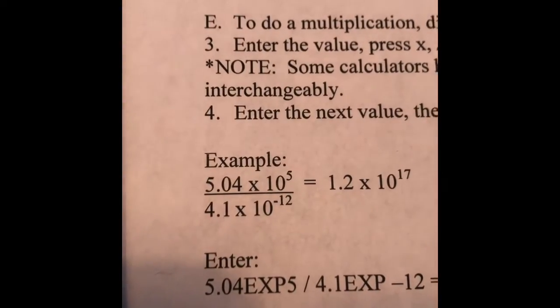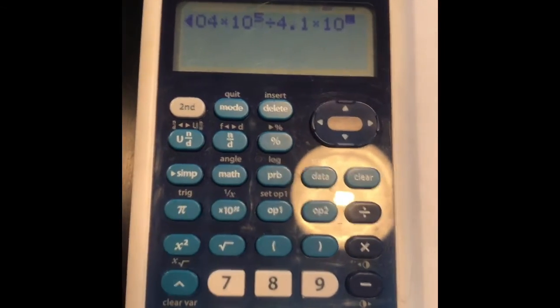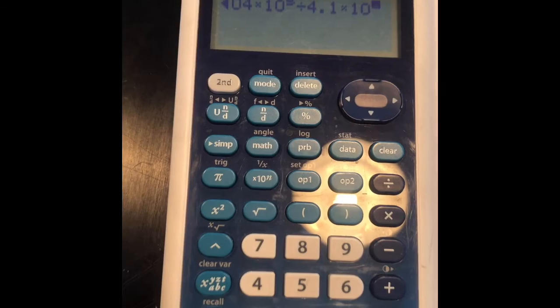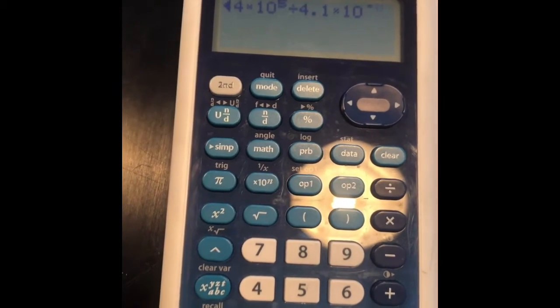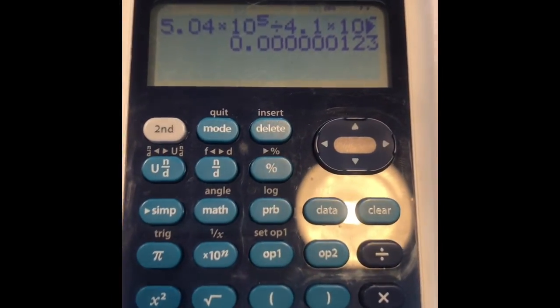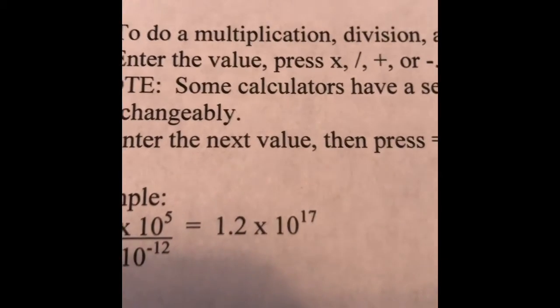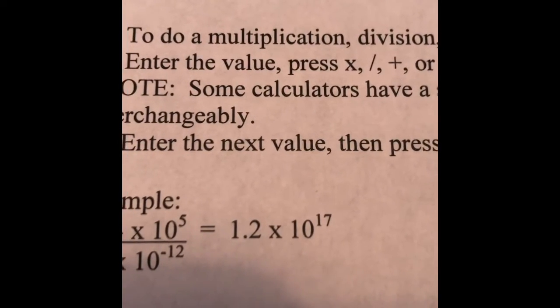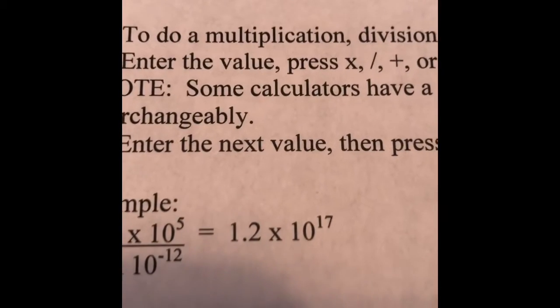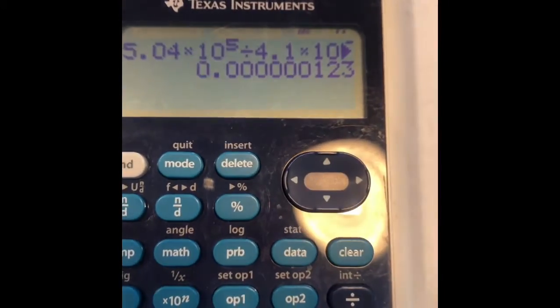Now I'm going to divide by 4.1 times 10 to the negative 12. Divided by 4.1 times 10. Make sure you use a negative, not a minus. Negative 12. Enter. All right, this number is not the answer, 1.2 times 10 to the 17th. That would be a large number. That means move the decimal 16 places to the right. It would be a very large number, lots of zeros at the end. The calculator just gave us a very small number.